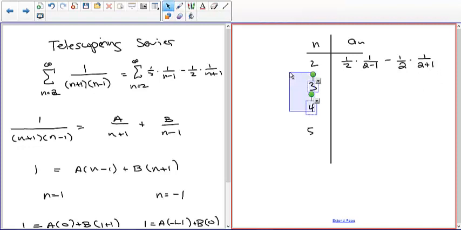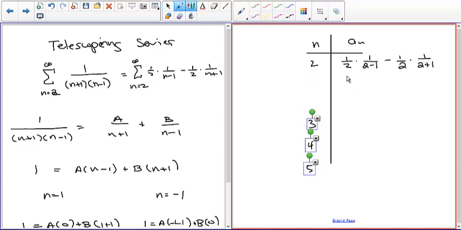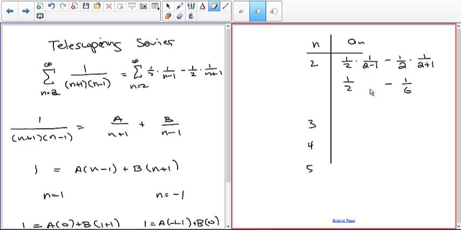And I'm going to move these down because I'm not having enough space to finish this calculation. So we'll have 1/2 times 1 over 1, minus 1/2 times 1/3, so that's going to be 1/6. So the first term is 1/2. I just write that up. The second part's 1/6.